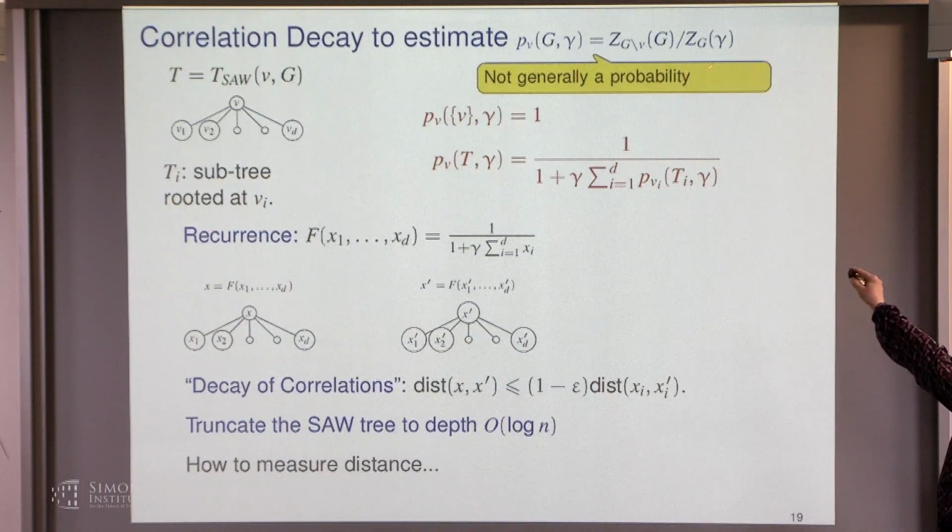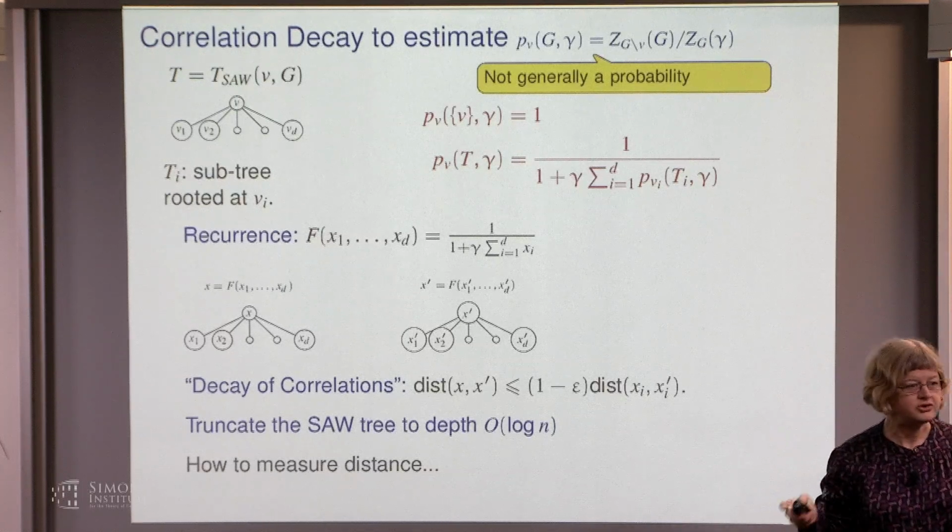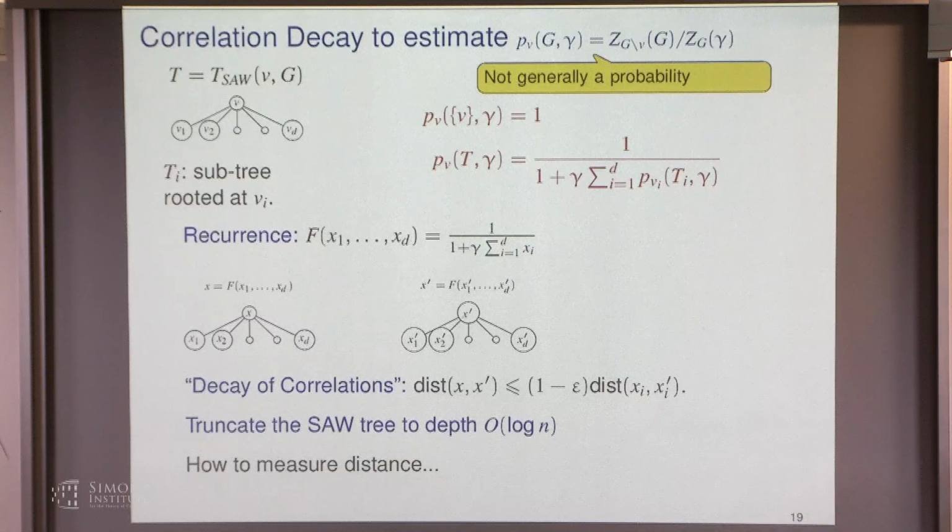Okay, correlation decay, the marginal is not now a problem. A lot of this stuff I just put up as a reminder, it's not new, so you saw it before, you don't have to read it. So remember, we're trying to estimate these marginals. Now they're not probabilities because we moved into the complex numbers, but that doesn't matter.